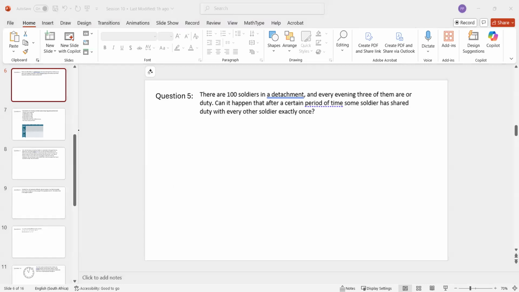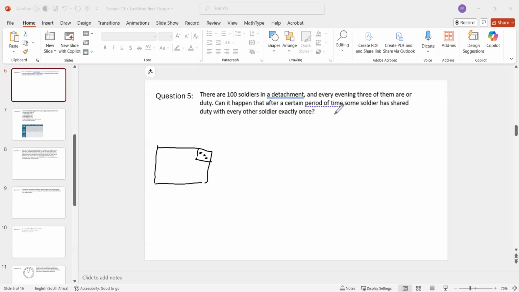Okay, here you've got 100 soldiers in a detachment, and every evening, 3 of them are on duty. So you've got some kind of guard duty. Maybe all these soldiers are in some kind of camp or something like that, and you've got 3 people who are on duty. Let's just put them in their guardhouse. So you've got these 3 people here, and they are on duty. But there are 100 soldiers altogether, and 3 of them are chosen to be on duty.